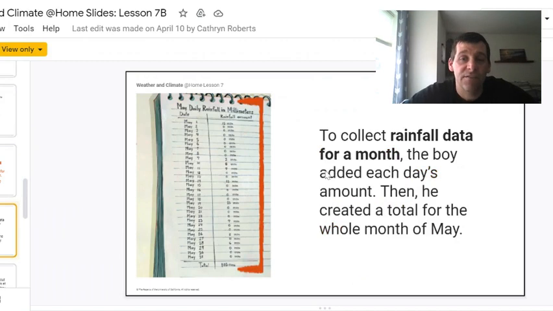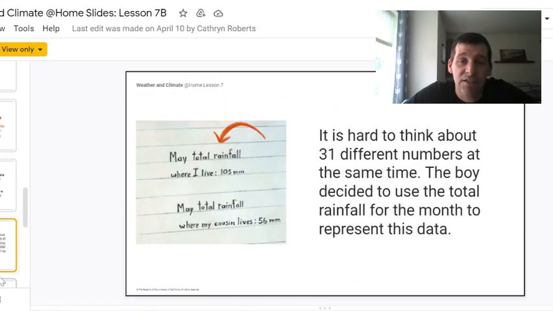And to collect rainfall data for a month, the boy added each day's amount. Then he created a total for the whole month. So he did create a table here, but then he ended up using that total there at the bottom. It's hard to think about 31 different numbers at the same time. The boy decided to use the total rainfall for the month to represent the data.